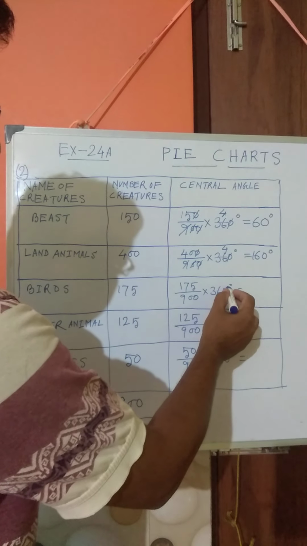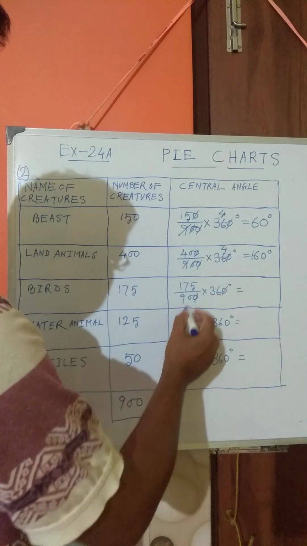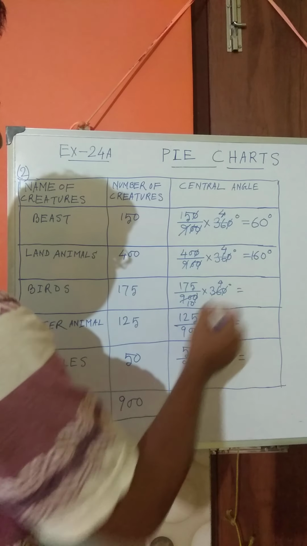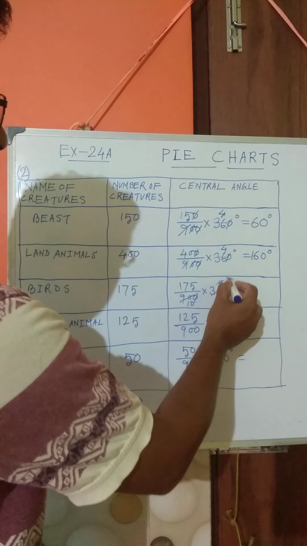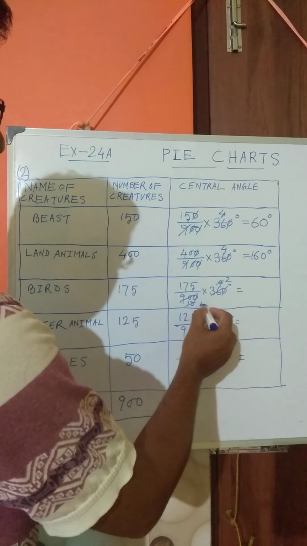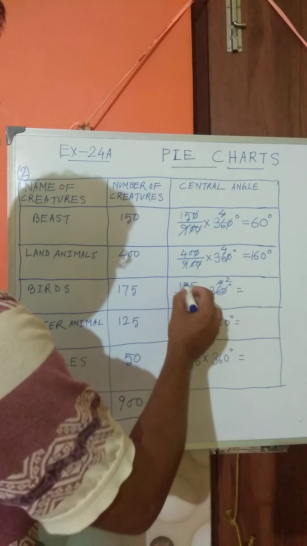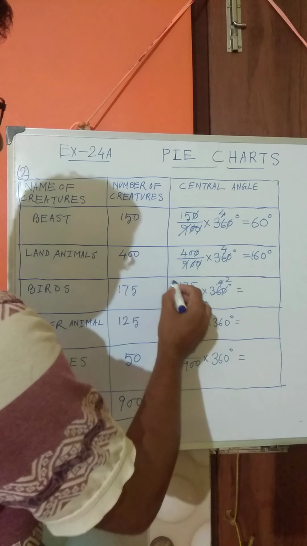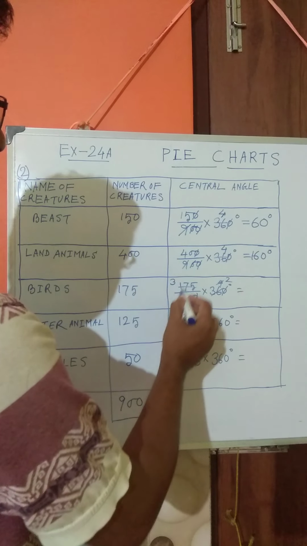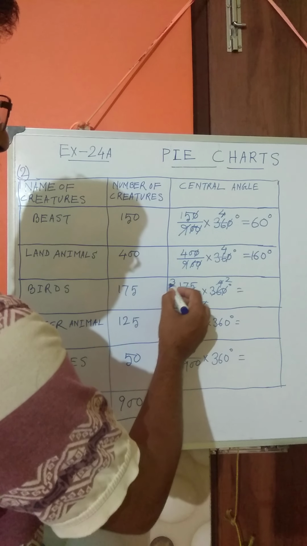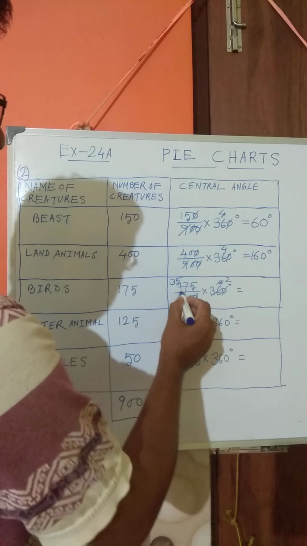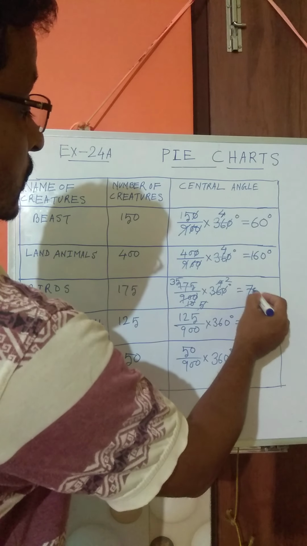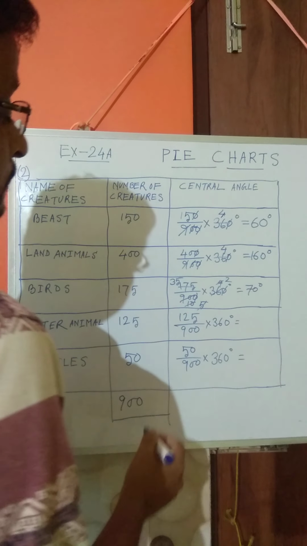This one, cut 0, 0. 9 fours are 36. Divide 175 by 5, 5 fives are 25, so 35. 35 into 2 is 70 degree.